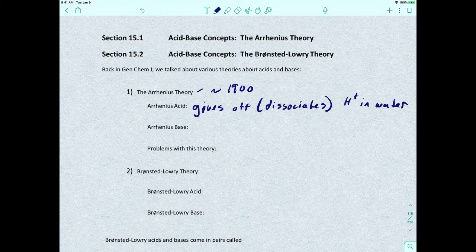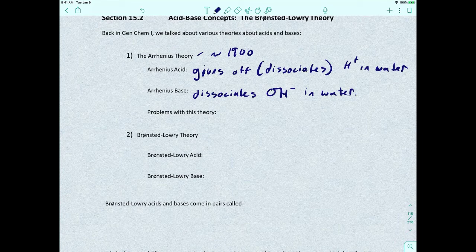And an Arrhenius base dissociates hydroxide ion, OH minus, in water. Okay. So it was a good start. It was definitely a step in the right direction, but there was a problem with this theory. Mainly the problem is that what he defined as a base, that a base has to give a hydroxide ion in water or dissociate a hydroxide ion, is not exactly the case every single time. So the problem with this theory is that not all bases will dissociate hydroxide ions.